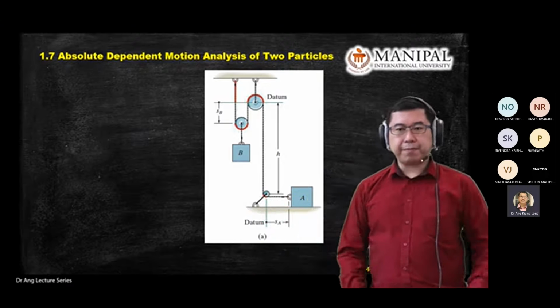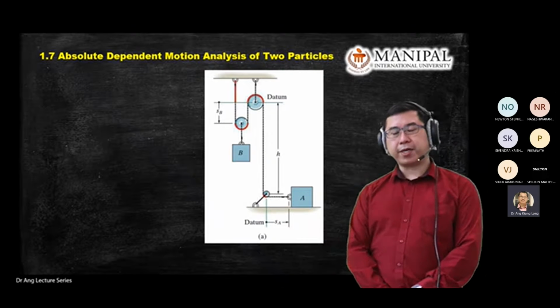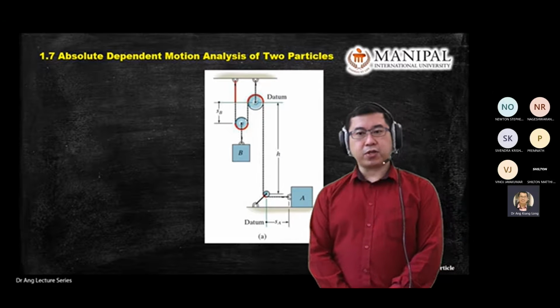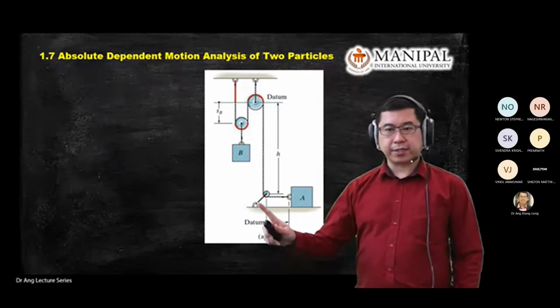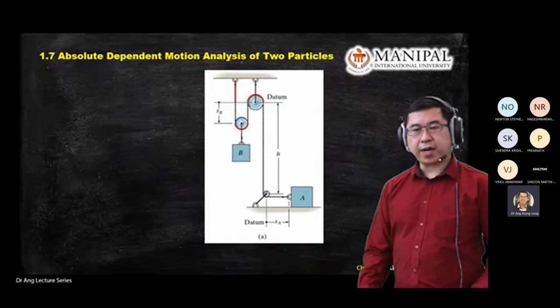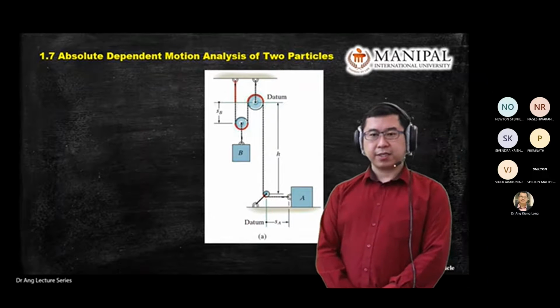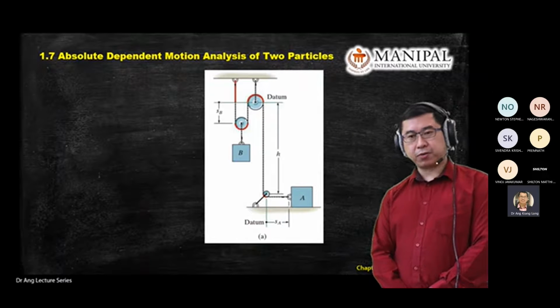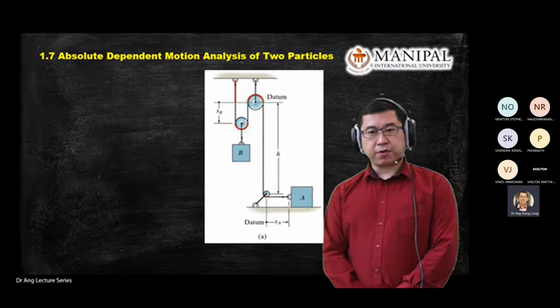Okay, look at the diagram. I give you 10 seconds to think about it. Are you able to write the equation for the total length of the chord line? L equal to what? Look at the diagram and ask yourself, are you able to derive the equation for the length of the chord?